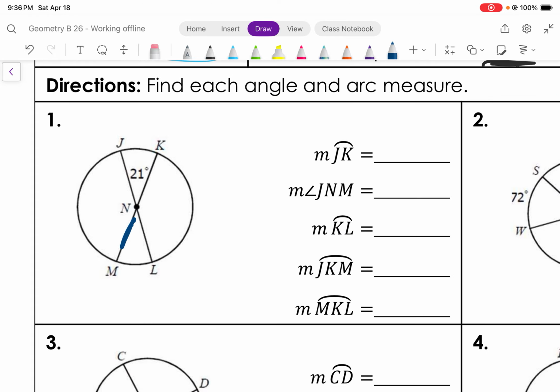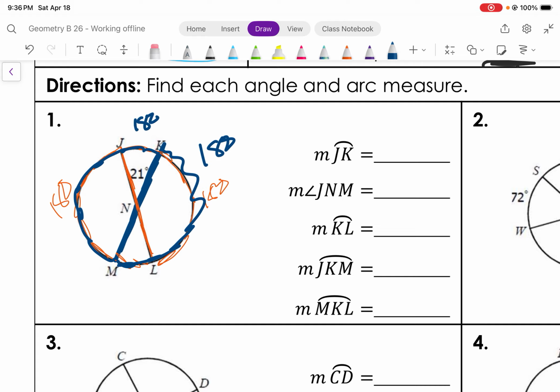The first idea I would suggest is recognizing that we have 2 different diameters. And diameters, again, we talked about a second ago, split the circle perfectly in half, which means that each one is 180 degrees. So from J to L, that's 180 degrees. And the other direction, 180 degrees. But it's also true for the ones in blue. If I go from M to K, that's 180 degrees. If I go this direction, M to K, that's 180 degrees.